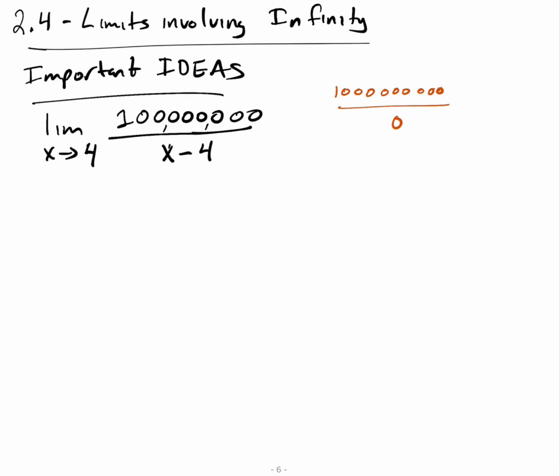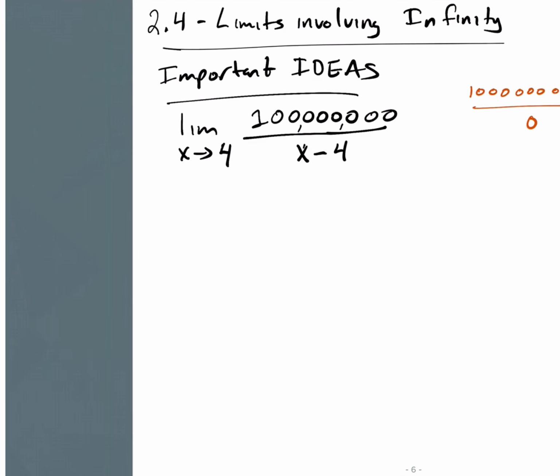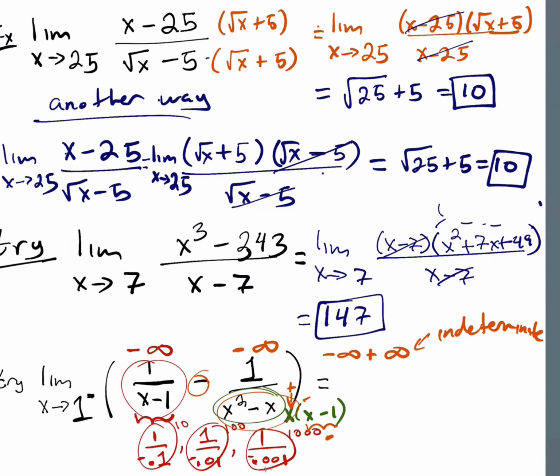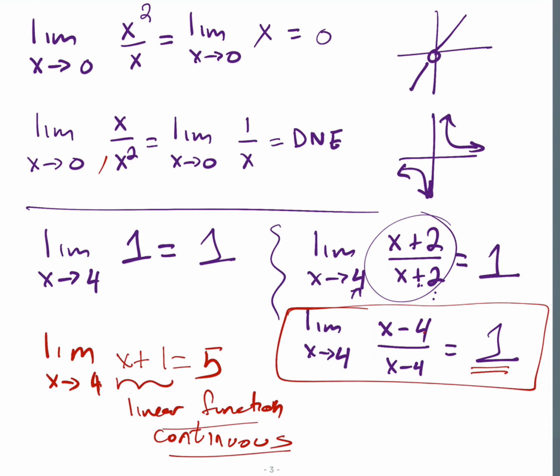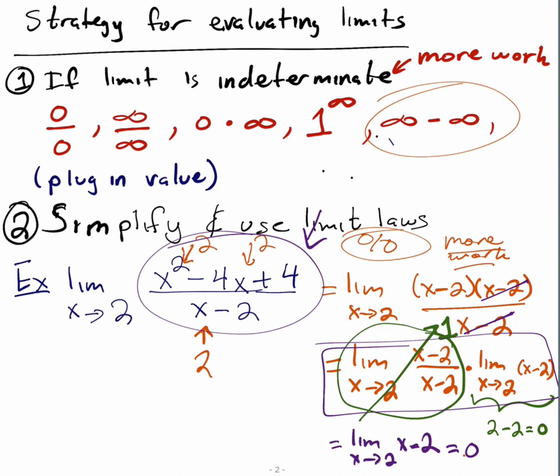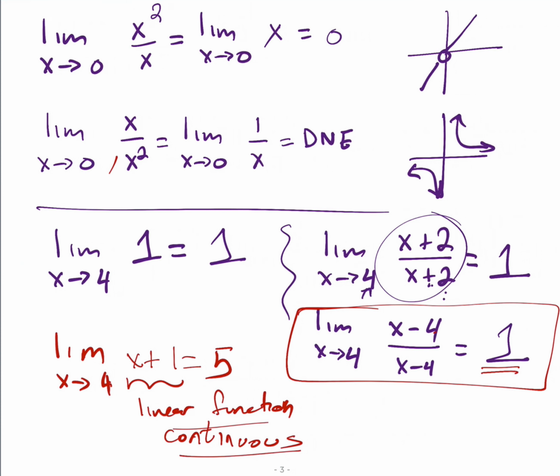I often get students say that this is indeterminate. Is this indeterminate? Nope. What is indeterminate? If you go back here, maybe I shouldn't go all the way back because it's a lot of pages here. Okay, there they are. This is our incomplete list of indeterminate forms. What do we got? We got 100 million divided by 0. Is 100 million divided by 0 in this list? No. Okay, this is not indeterminate. So what does this mean?